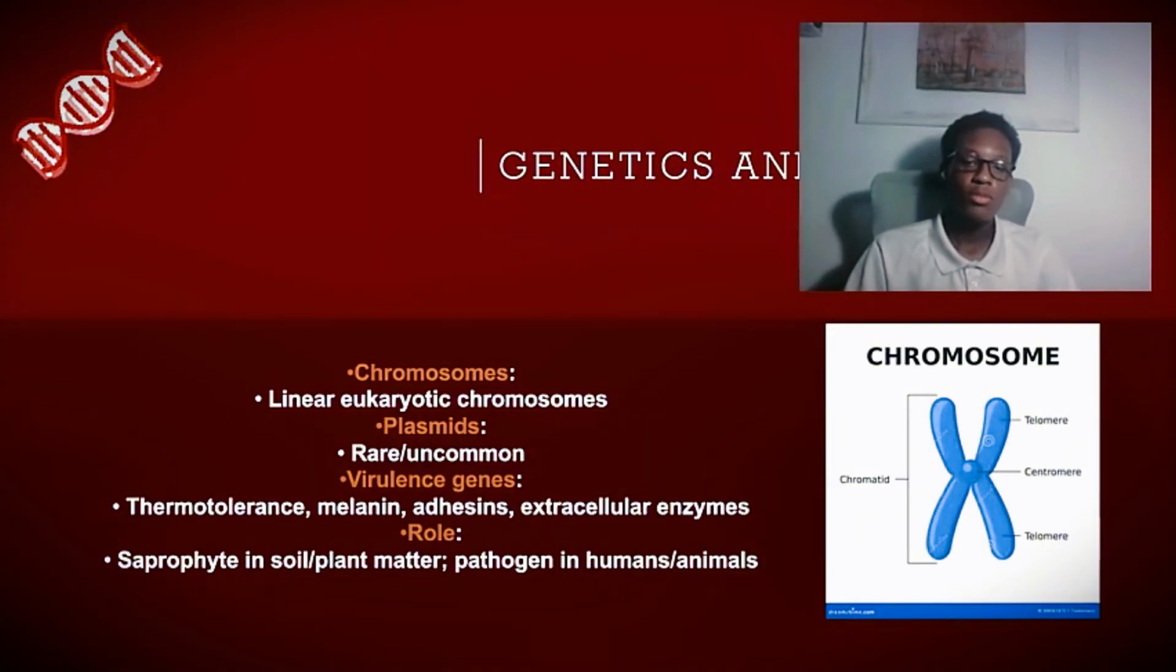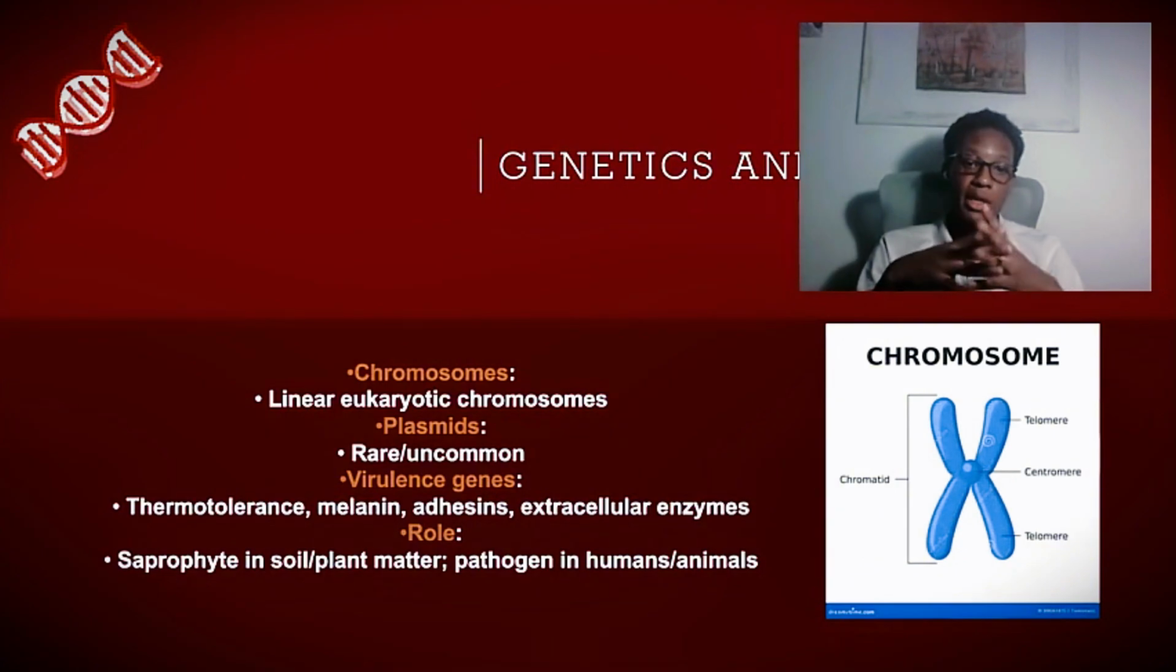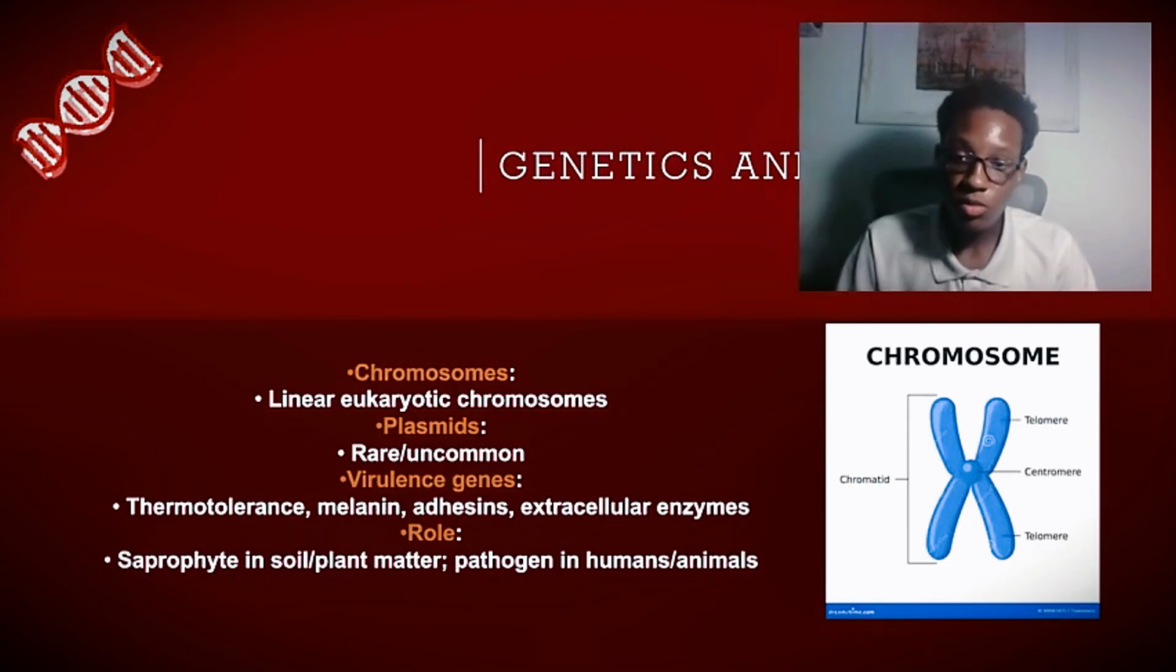Chromosomes: linear eukaryotic chromosomes. Plasmids: rare or uncommon. Variable genes: thermotolerance, melanin, adhesins, extracellular enzymes. Role: saprophytic in soil and plant matter, pathogenic in humans and animals. And this is a model of the chromosomes.